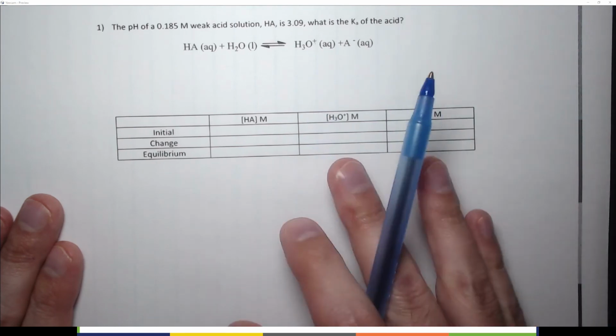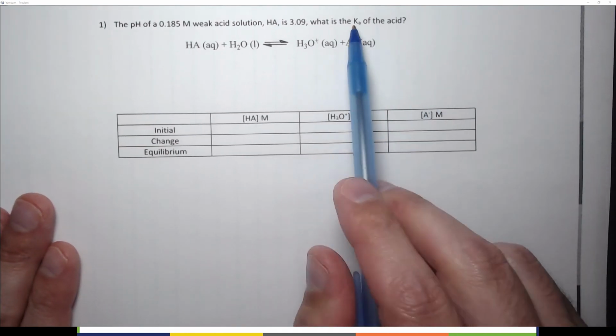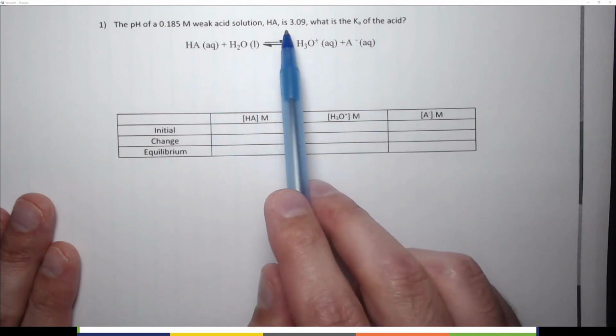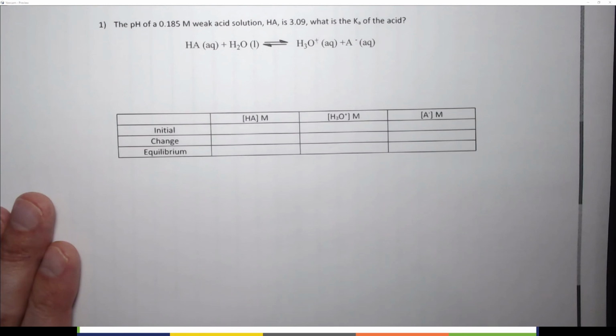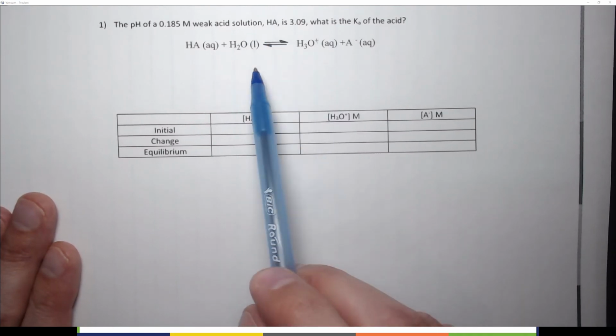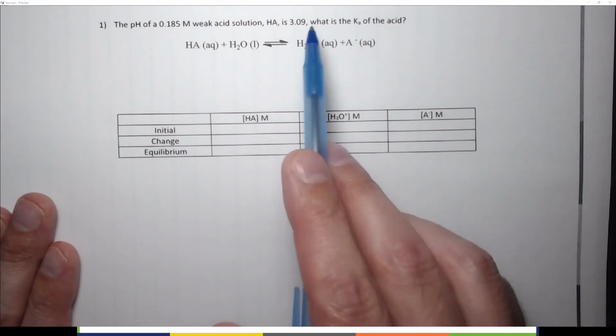What is the Ka of the acid? All right, so this is basically the same type of question except it's backwards, and it takes a little bit of practice to realize this is the same question asked backwards. So I am going to use the initial, change, and equilibrium table, but I'm not going to do this in the same way.